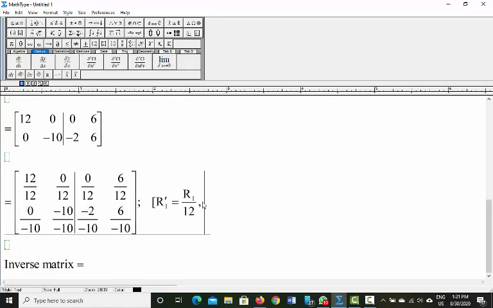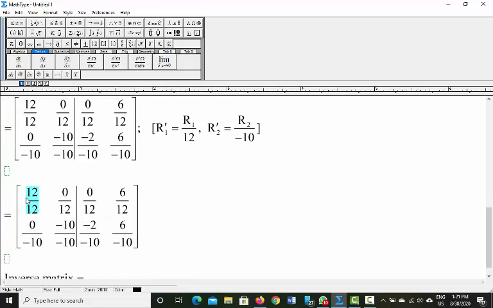So what will we get? Row 2 divided by minus 10. That means whatever we have in row 2, we will divide it by minus 10. Let us simplify.